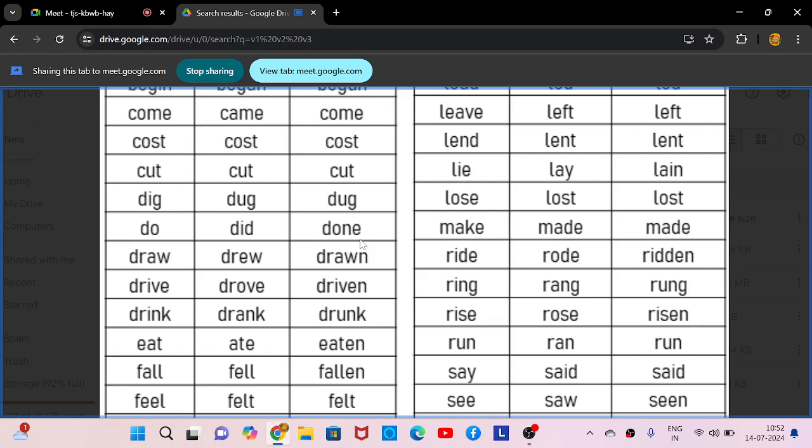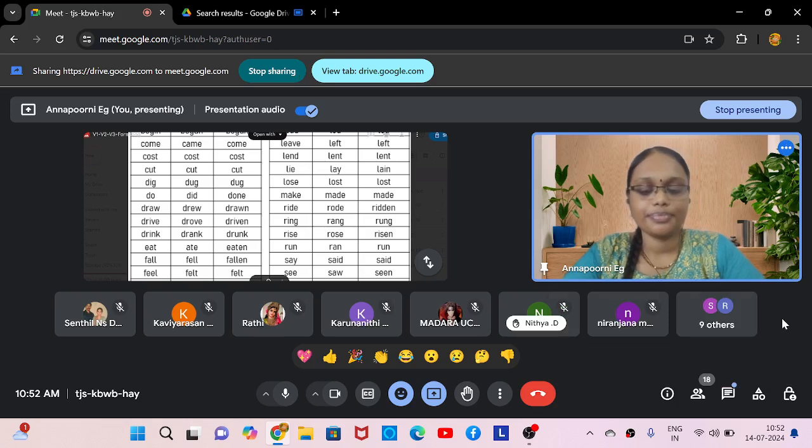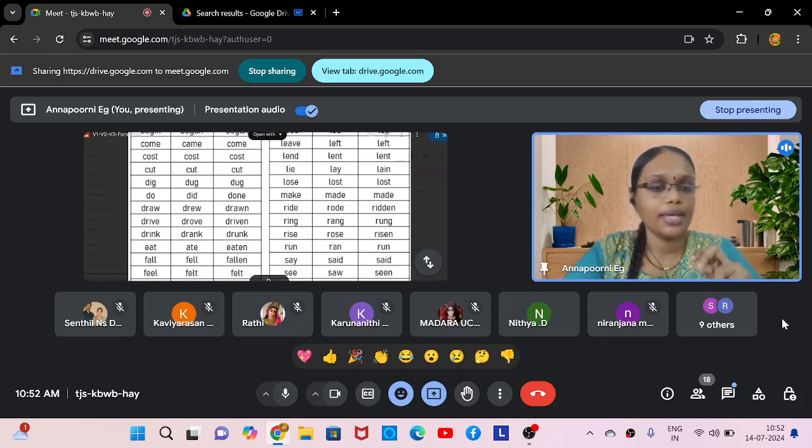Okay. Next is, who can give an example? Yes, Aradhana. A driver was driven a lorry. The driver was driving a lorry. Okay, or you can say that a driver has driven a lorry. If you are using has, then you can use driven. Okay. Fine. Very good. Good attempt.